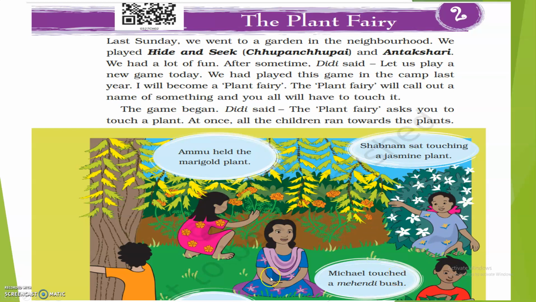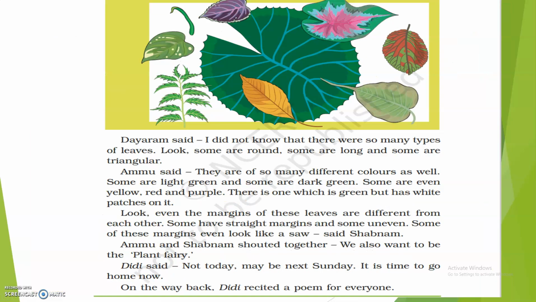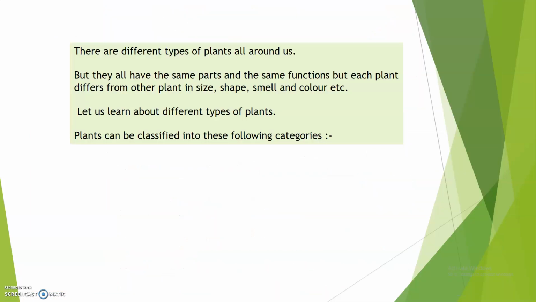Like this is the mehendi bush. Michael has touched it. Then this is a tree. Then again you can see the shrub, herbs. So there are different types of plants all around us, but they all have the same parts and the same functions. But each plant differs from other plants in size, shape, smell and color. So you can now take an example of two plants and discuss them.